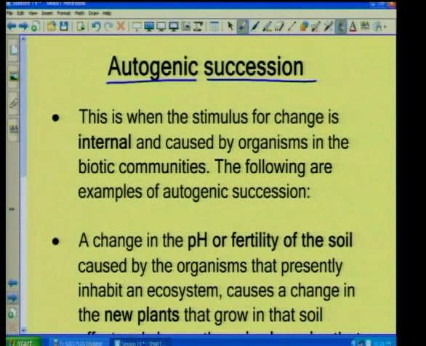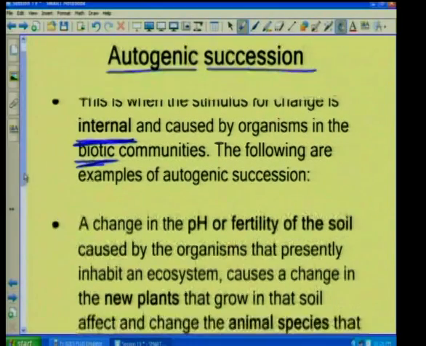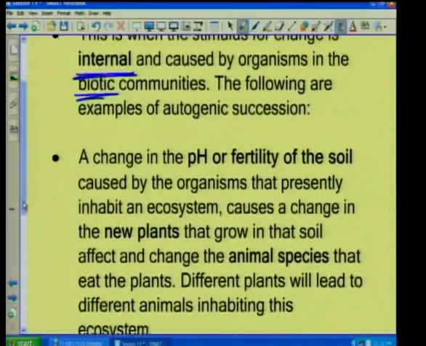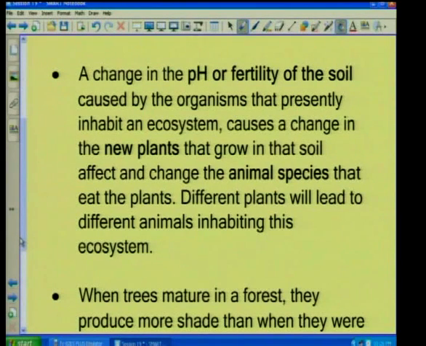You must know the difference between autogenic succession and allogenic succession. So this is when a stimulus for change is internal, and it's caused by organisms in the biotic communities. So let's have a look. It's an internal change, autogenic succession. Here, for example, one plant will come along and it changes the pH, or the fertility of the soil is affected. Okay, that changes any new animal or plant species that are going to come and eat the plants. So your different plants will lead to different animals inhabiting the area. So you've got one small thing, a change in the pH or the fertility of the soil. You're going to have different organisms growing, and therefore different animals will follow.